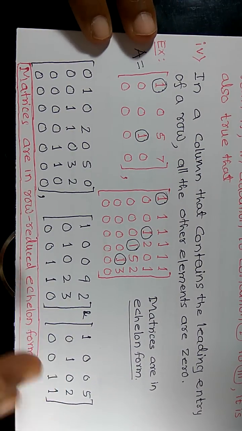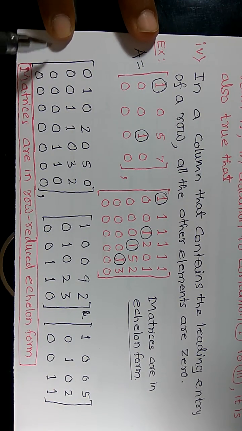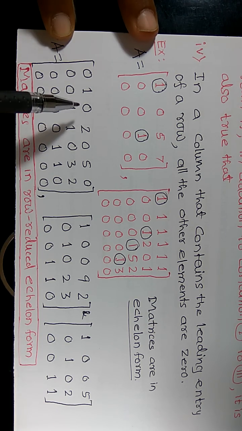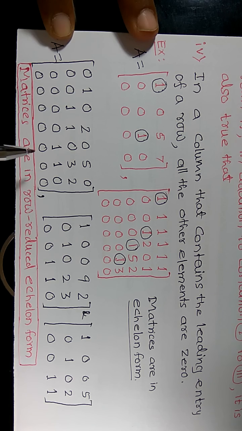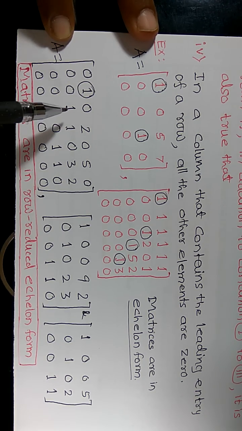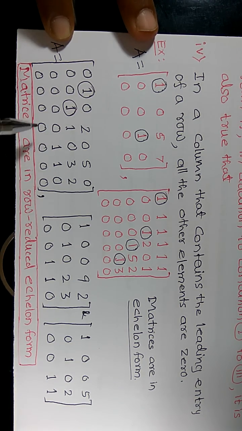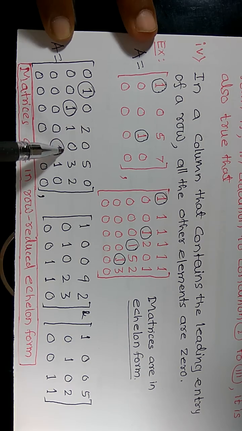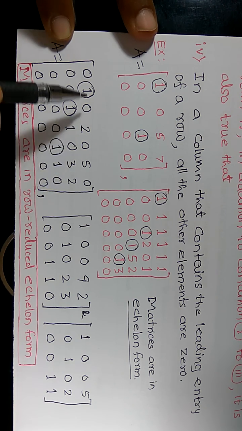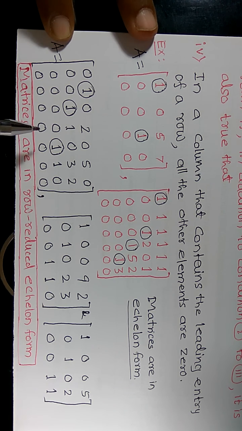And similarly, you can consider a matrix A equal to 0, 1, 0, 2, 0, 5, 0, and then 0, 0, 1, 1, 0, 3, 2 and so on. The non-zero element is 1, a leading element. Non-zero element 1, a leading element. The next non-zero element is to the right of the previous leading element. So therefore, it is a row reduced Echelon form.